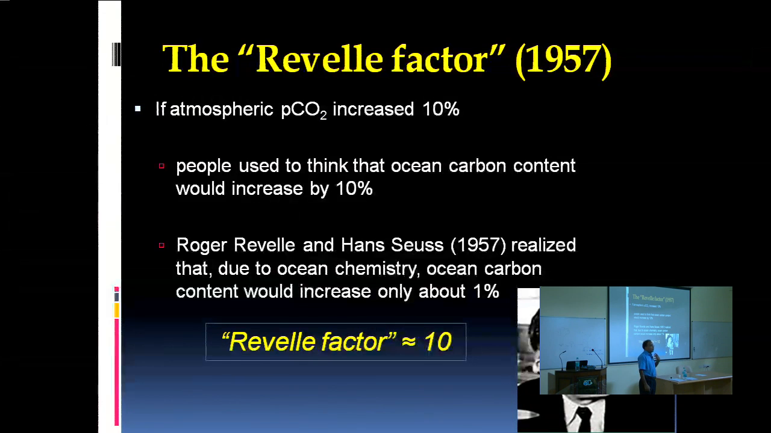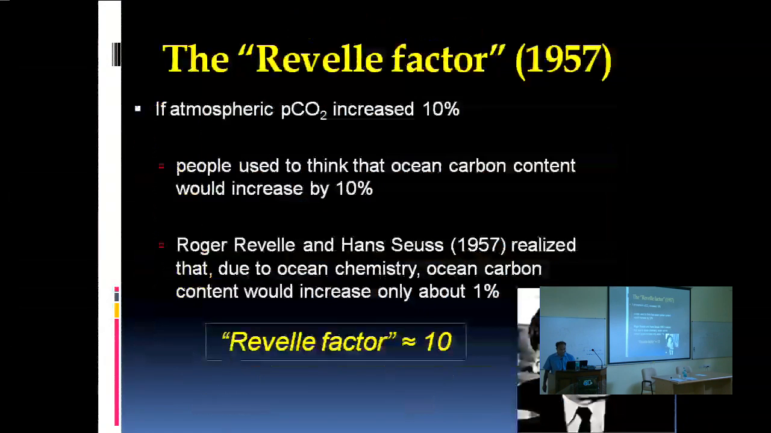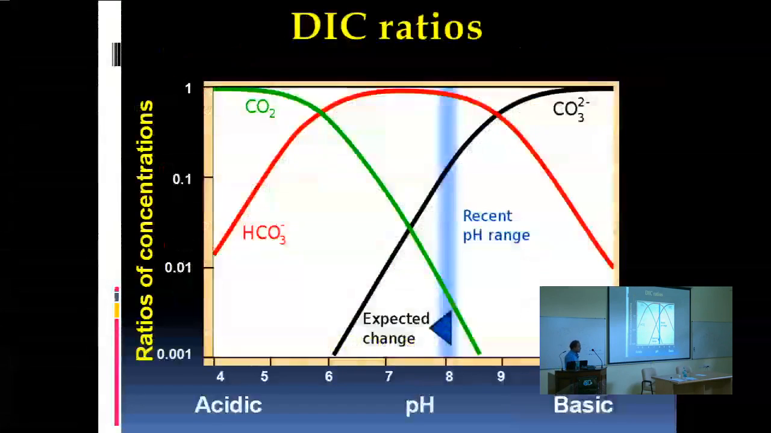Right? Because when you have more CO2, the ocean will not be able to take it up because it has less carbonate ion. This is because of the difference between 1% and 10%; it's called the Revelle factor, the Revelle factor of 10. Okay, now here is a good example to illustrate that.